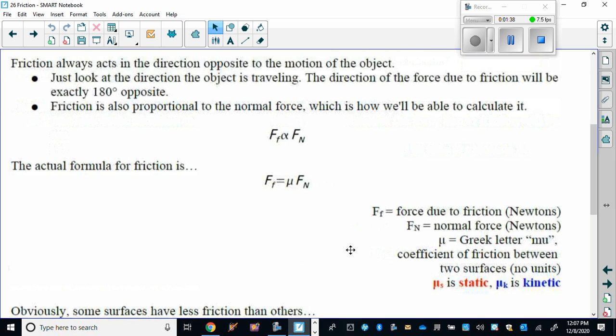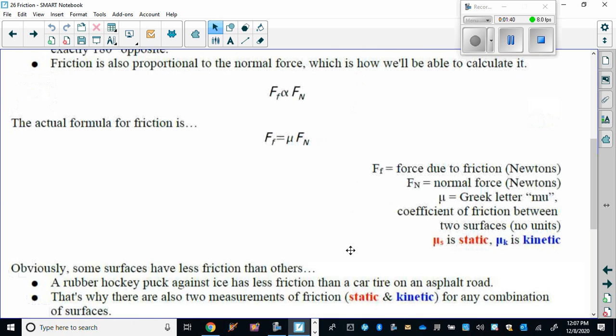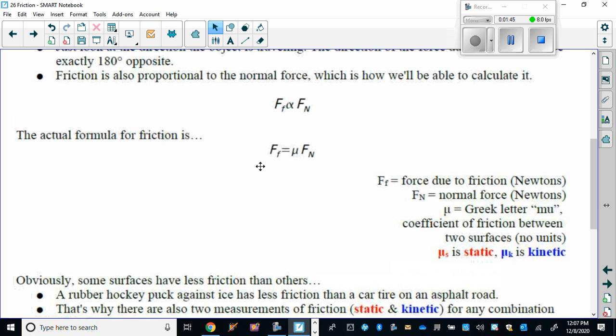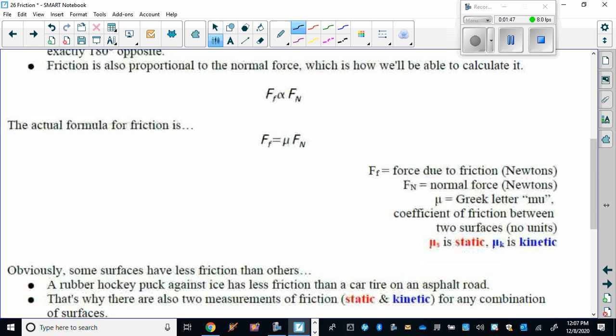And here we go with some formulas. This is the formula for friction. The force of friction equals this funny symbol, mu, the Greek letter mu, times Fn. Fn being the normal force, not the net force, but the normal force.